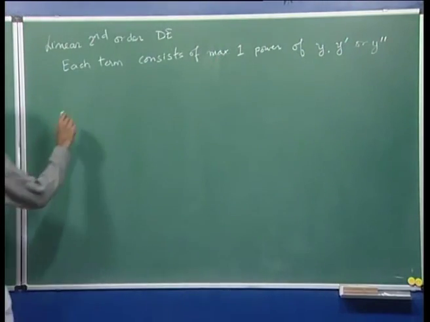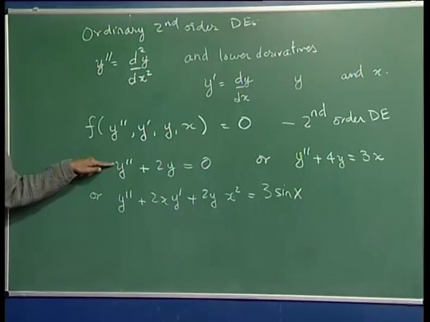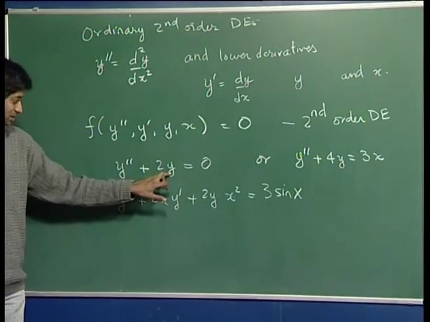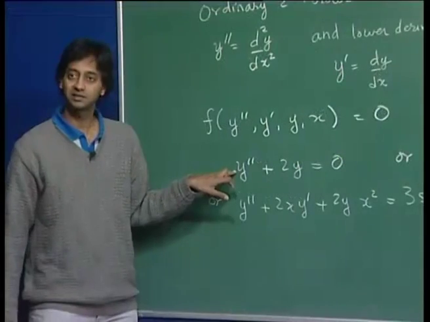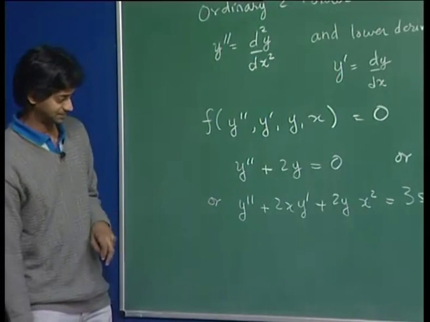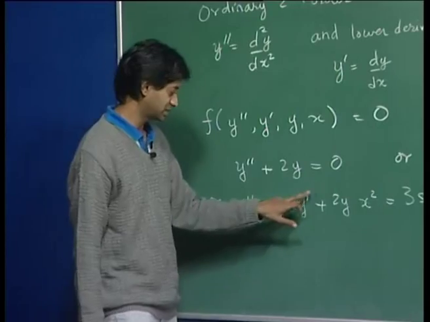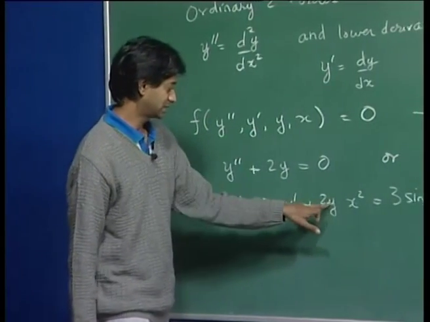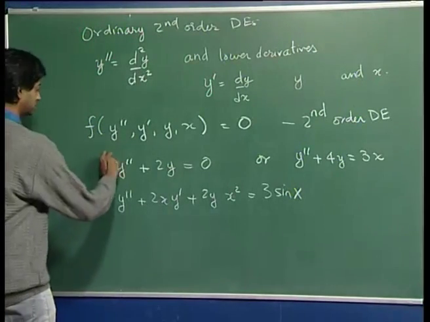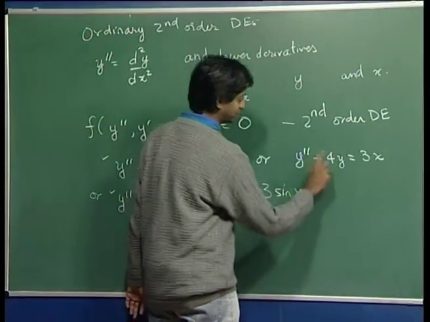For example, if you look at this equation, the first term contains y double prime, the second term contains y. So, this is a linear second order differential equation. Similarly, this contains y double prime, only one y prime, and y, so this is also a linear second order differential equation. So, these are all linear. Similarly, each term here contains only one power of y.